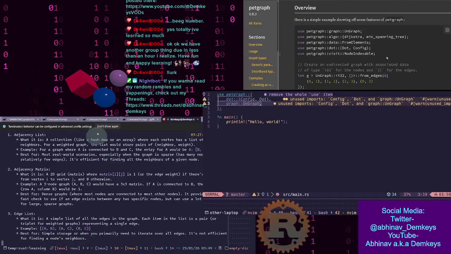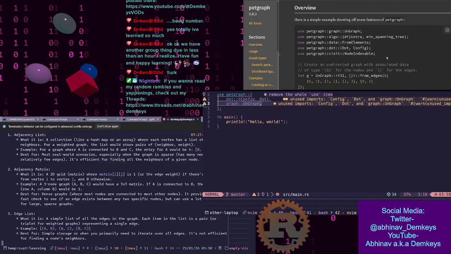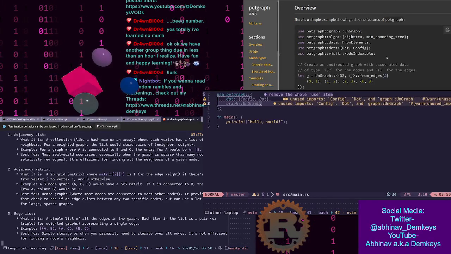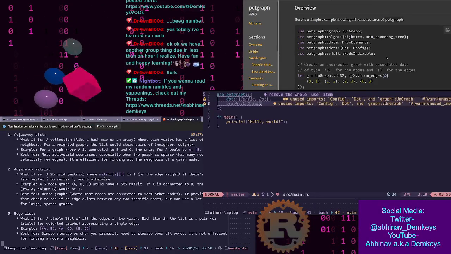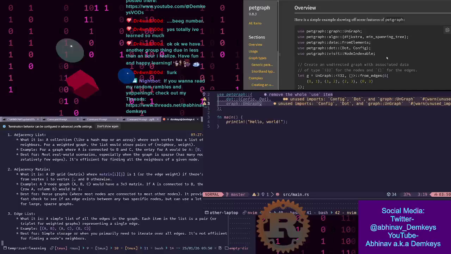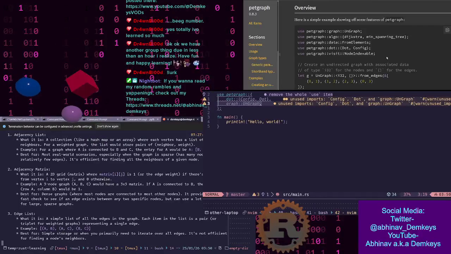Hold on. It's a 3 by 3 matrix for A, B, and C. Oh, it's a 2D matrix. I need to keep that in mind. It's a 2D matrix, and we are representing connections between these.